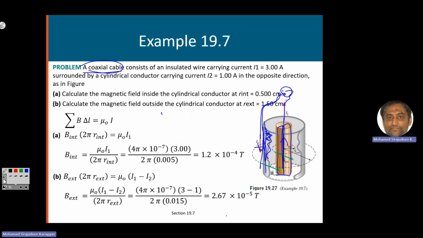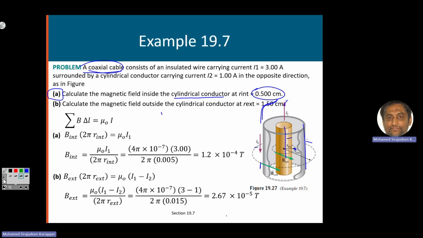Right. Now the question is, calculate the magnetic field inside the cylindrical conductor. Somewhere here between the middle wire and the outer sheath, where the value is 0.5 centimeter, it is something in between the two wires. At that point, what is the magnetic field?